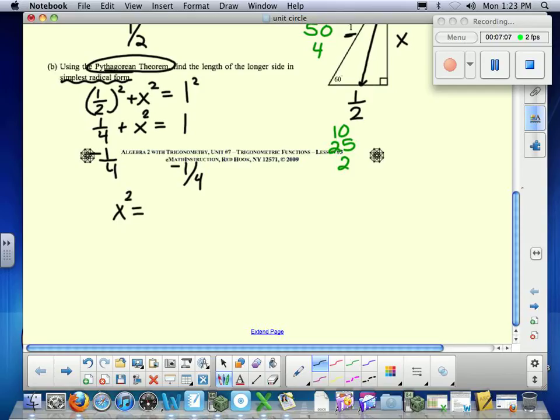Did you catch my mistake? Well, glad somebody did. We do have to square root that. So, what do you got? Say it. Square root of 3/2. Beautiful.